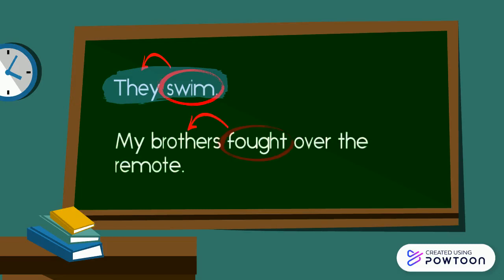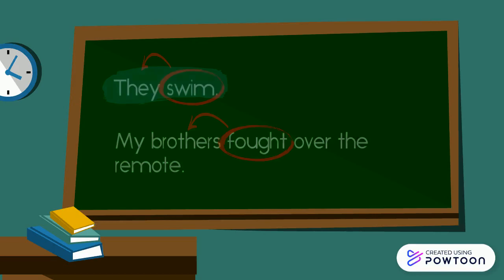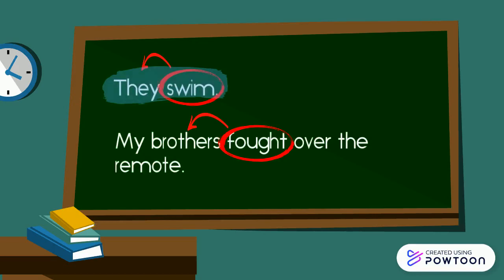And then in the next example, we have my brothers fought over the remote. Fought is our finite verb. This example also shows us that the finite verb can also be in the past tense. Fought is the past tense of fight. It can stand on its own because we can say my brothers fought.